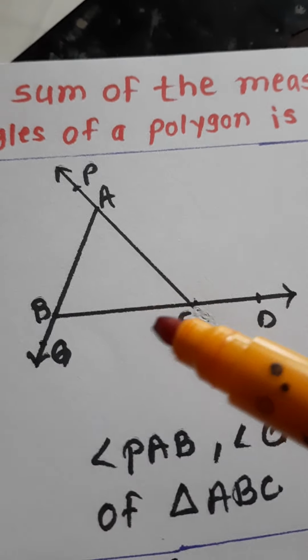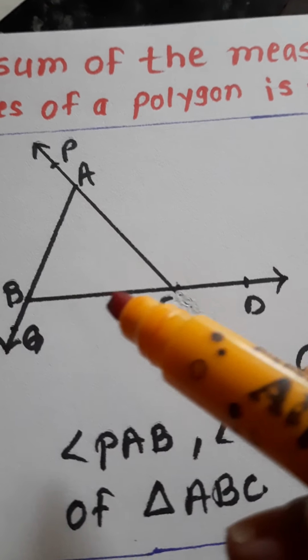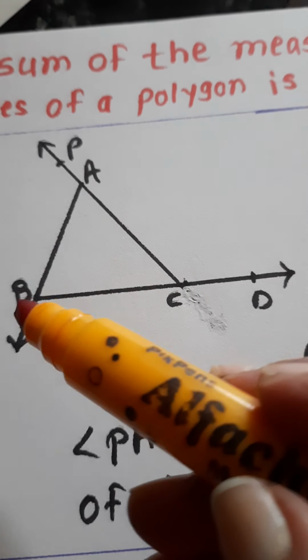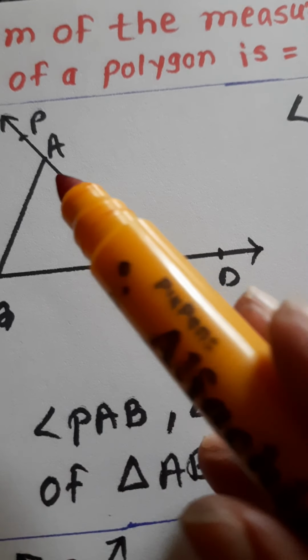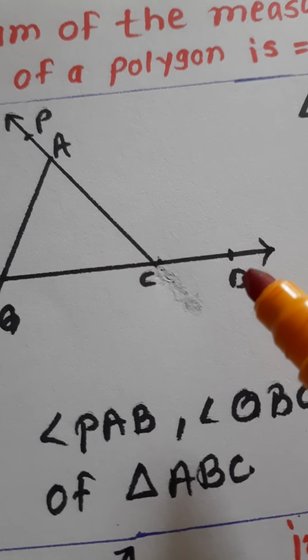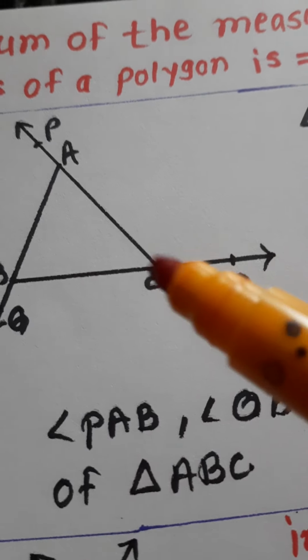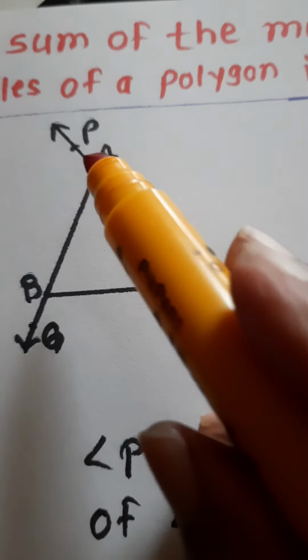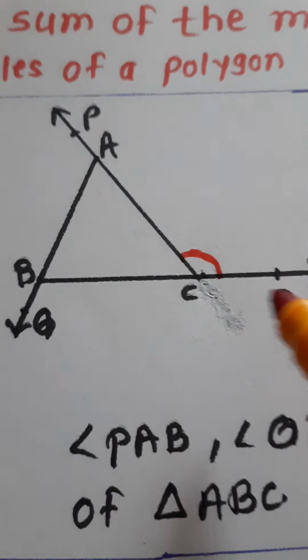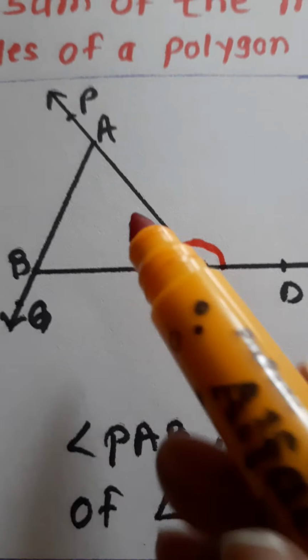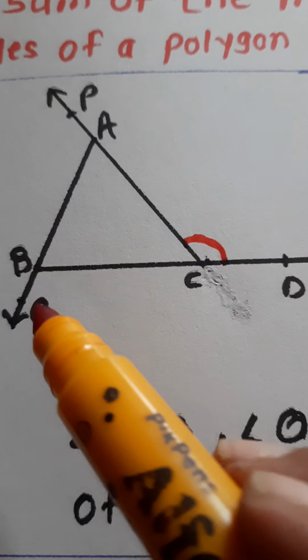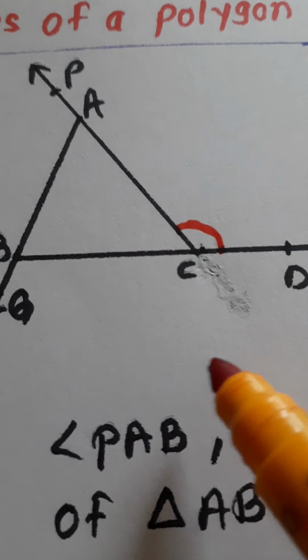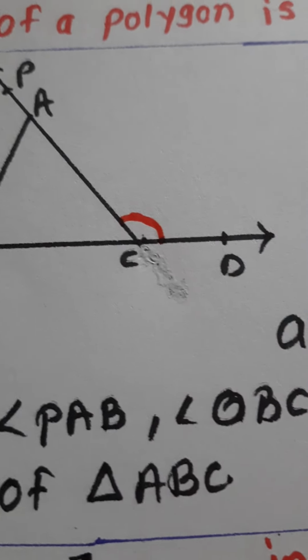The next one, here I have drawn this triangle ABC, and here we show that ACD is an exterior angle. This ACD is the exterior angle of triangle ABC, and here ACD and ACB are angles in a linear pair.